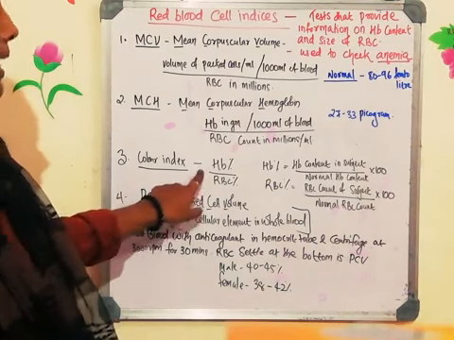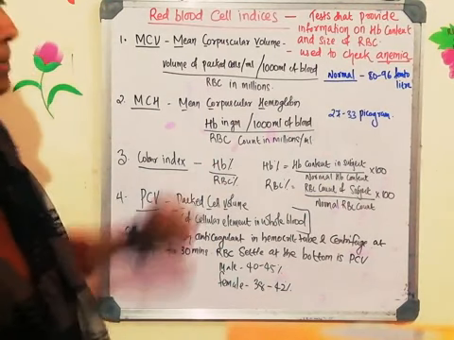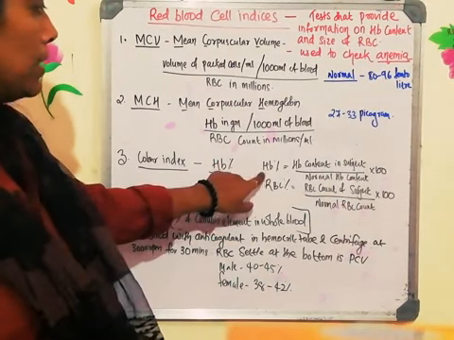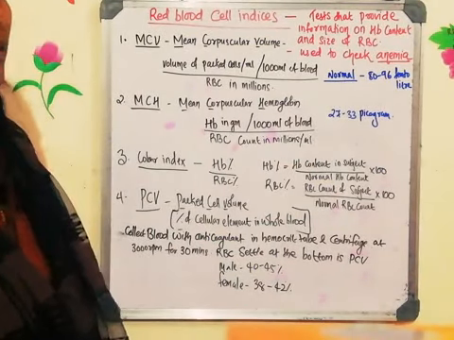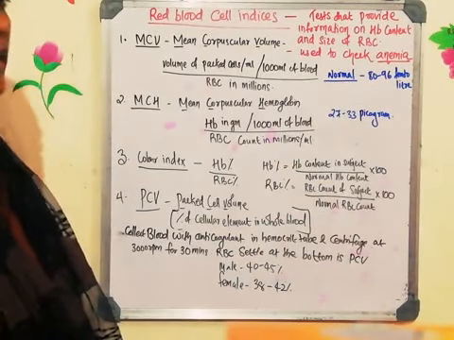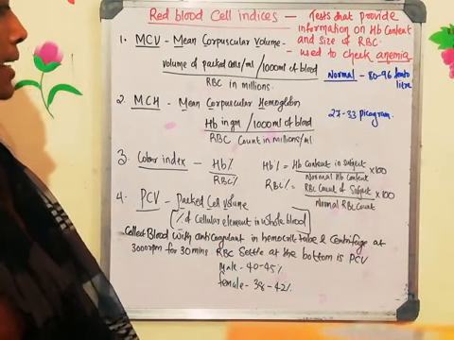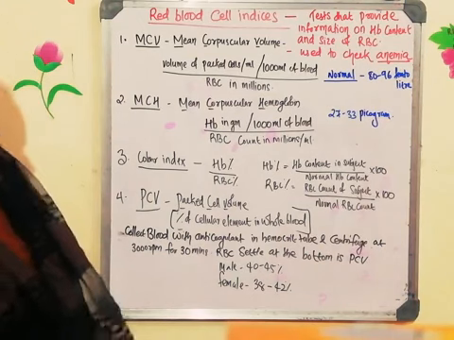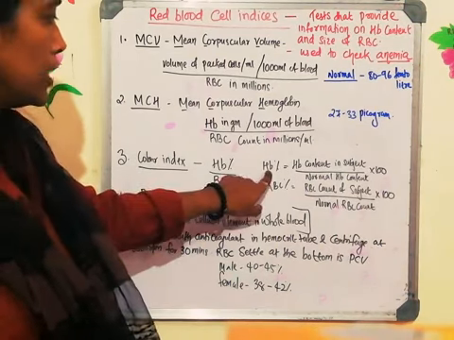Color index can be calculated by using a formula: HB percentage divided by RBC percentage. How will you calculate HB percentage? HB content in the subject divided by normal HB content. Subject in the sense the patient. Hemoglobin content in the patient divided by the normal HB content, into 100. If you do this calculation, you get HB percentage.